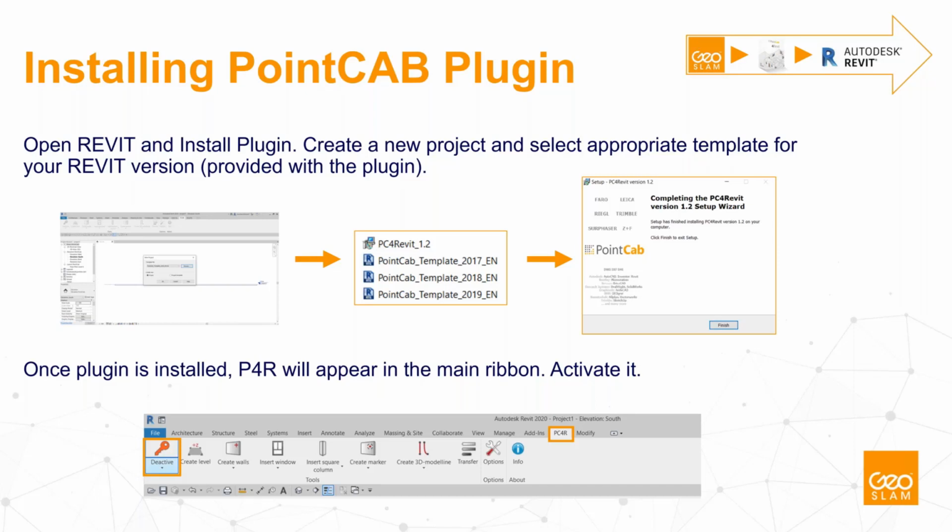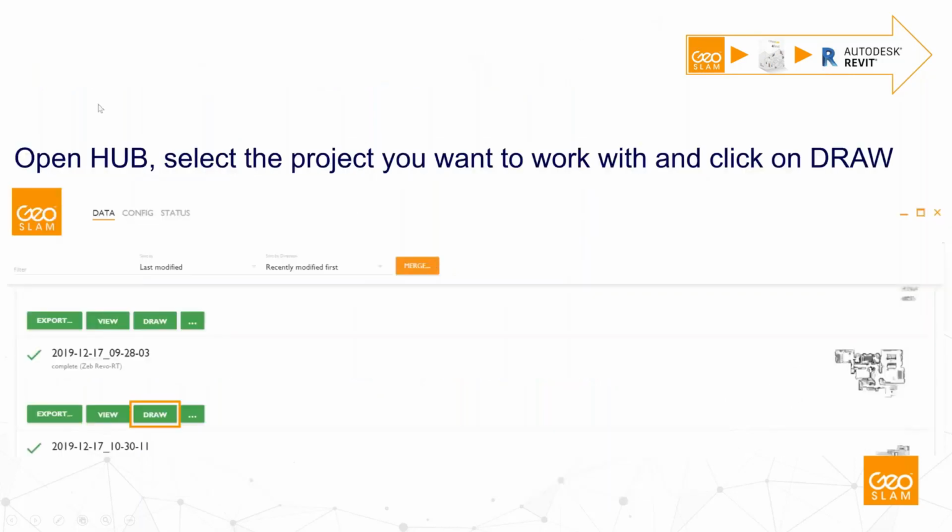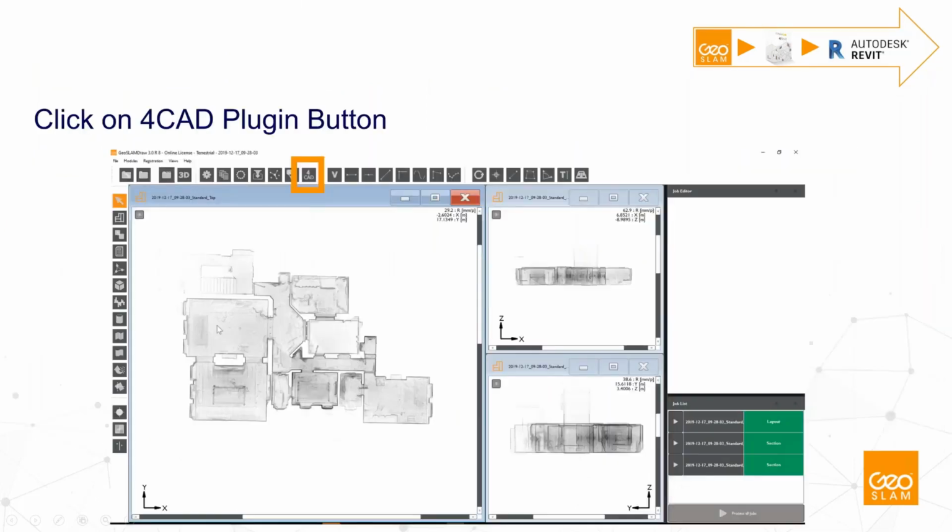Once the PointCap for Revit plugin is installed, it will appear in your Revit ribbon as PC4R, and it needs to be activated. Once that is done, do not close Revit and open Draw in Hub. Once Draw is open, there is a little button called ForCAD. This is to call out the PointCap plugin, so that both systems would be able to talk to each other.